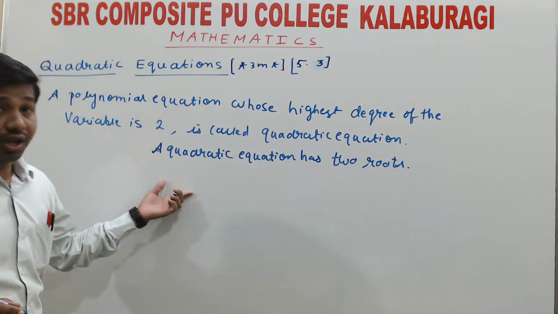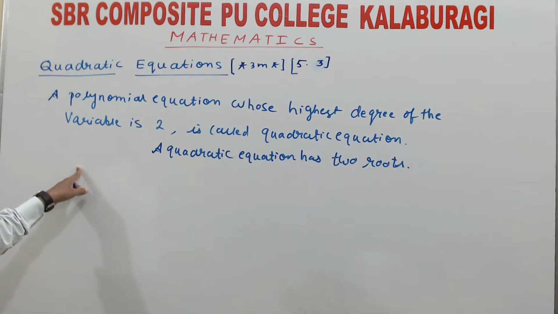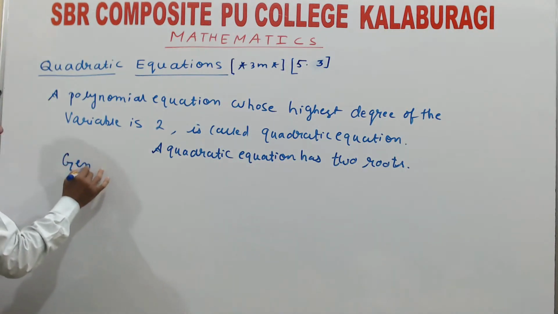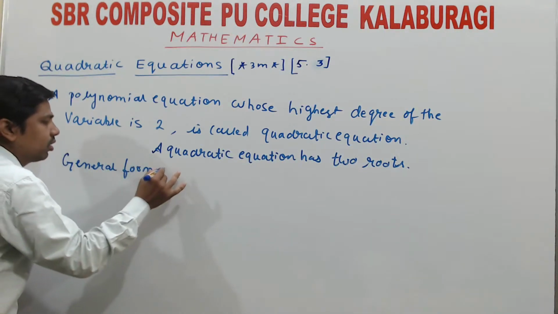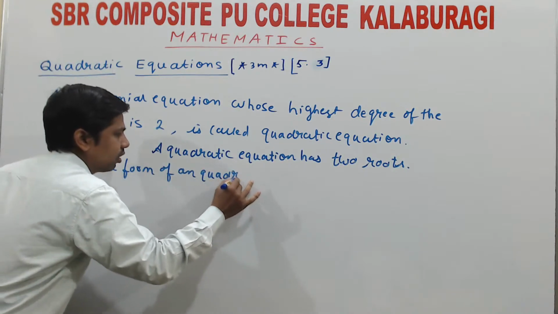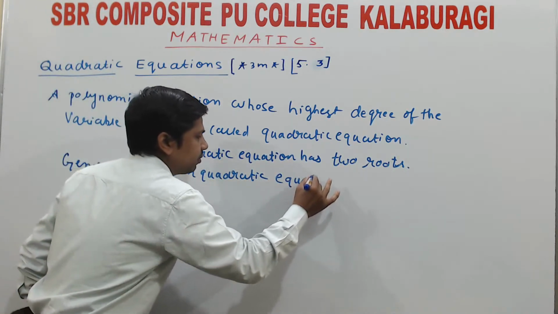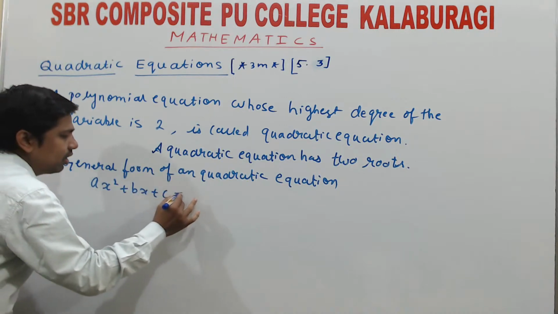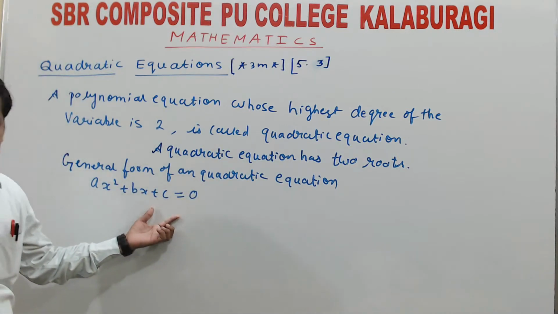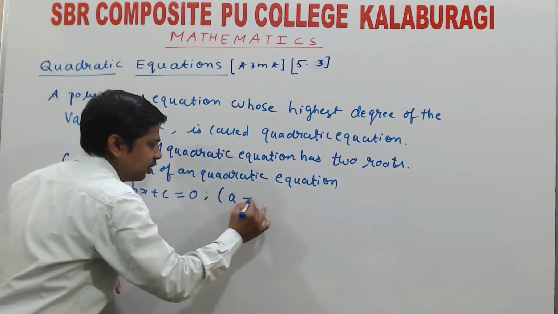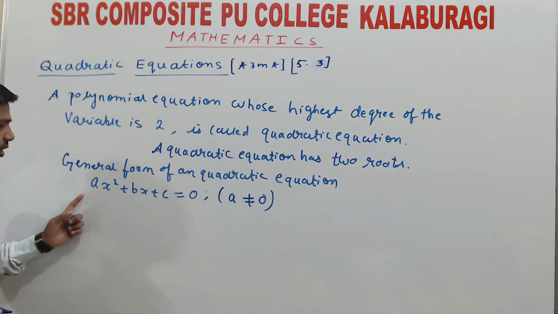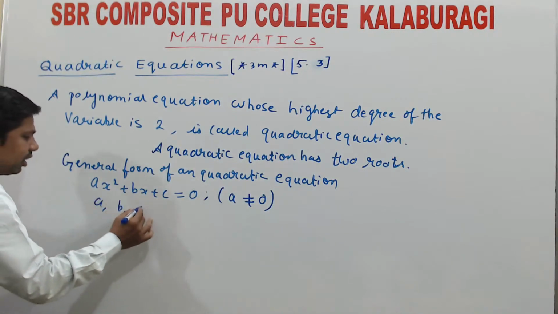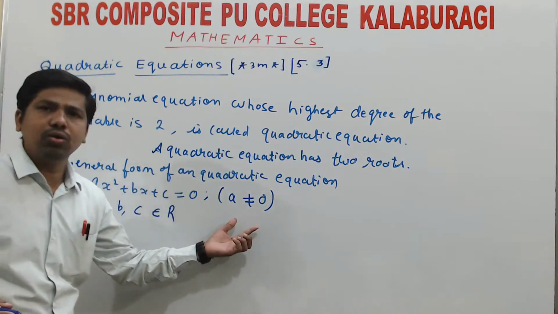So what is the general form of a quadratic equation? A polynomial equation whose highest degree of the variable is 2 is called a quadratic equation. A quadratic equation has 2 roots. What is the general form of a quadratic equation? ax square plus bx plus c equal to 0. This is the general form of a quadratic equation where a is not equal to 0. And what type of numbers are these, a, b, c? These are any real numbers, right? a, b, c belong to real numbers, and a should not be equal to 0.